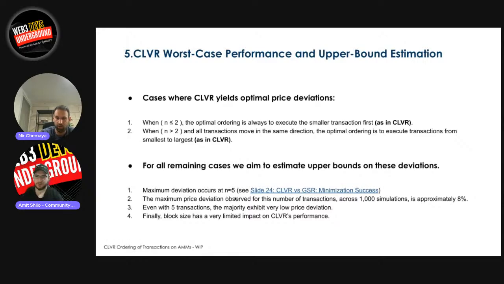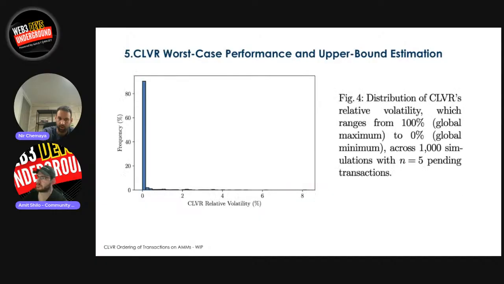So we try to explore this 5 transaction environment. We ran many different simulations with 5 transactions to compare Clever to the optimal order. And what we see is that the distribution of deviation is very clear. It's very centralized around almost no deviation. And the worst case deviation that we found after running thousands of simulations was around 8%, which is this point. So we think that statistically it's showing a worst case performance. However, there could be some unique cases where it's more, but it seems very promising.